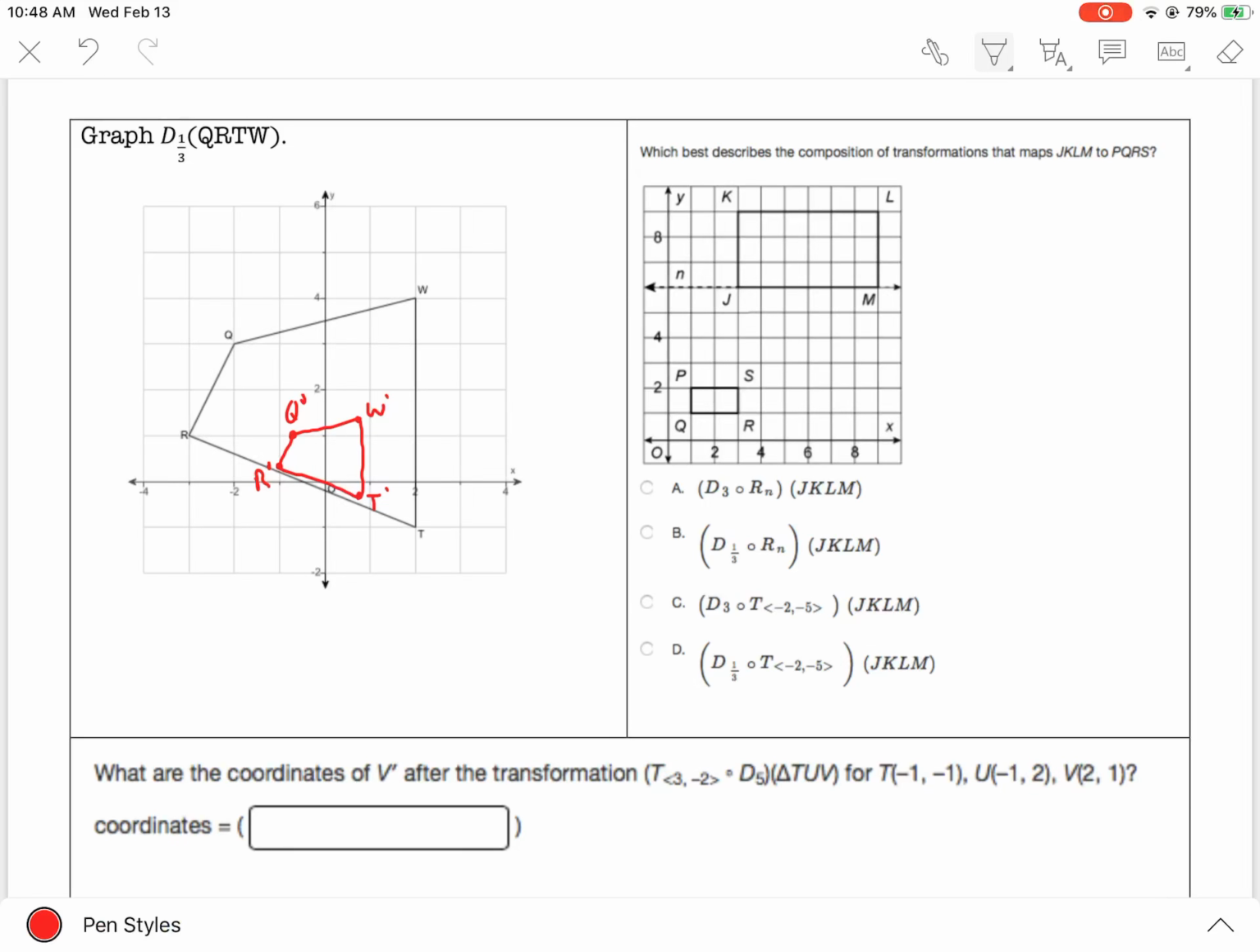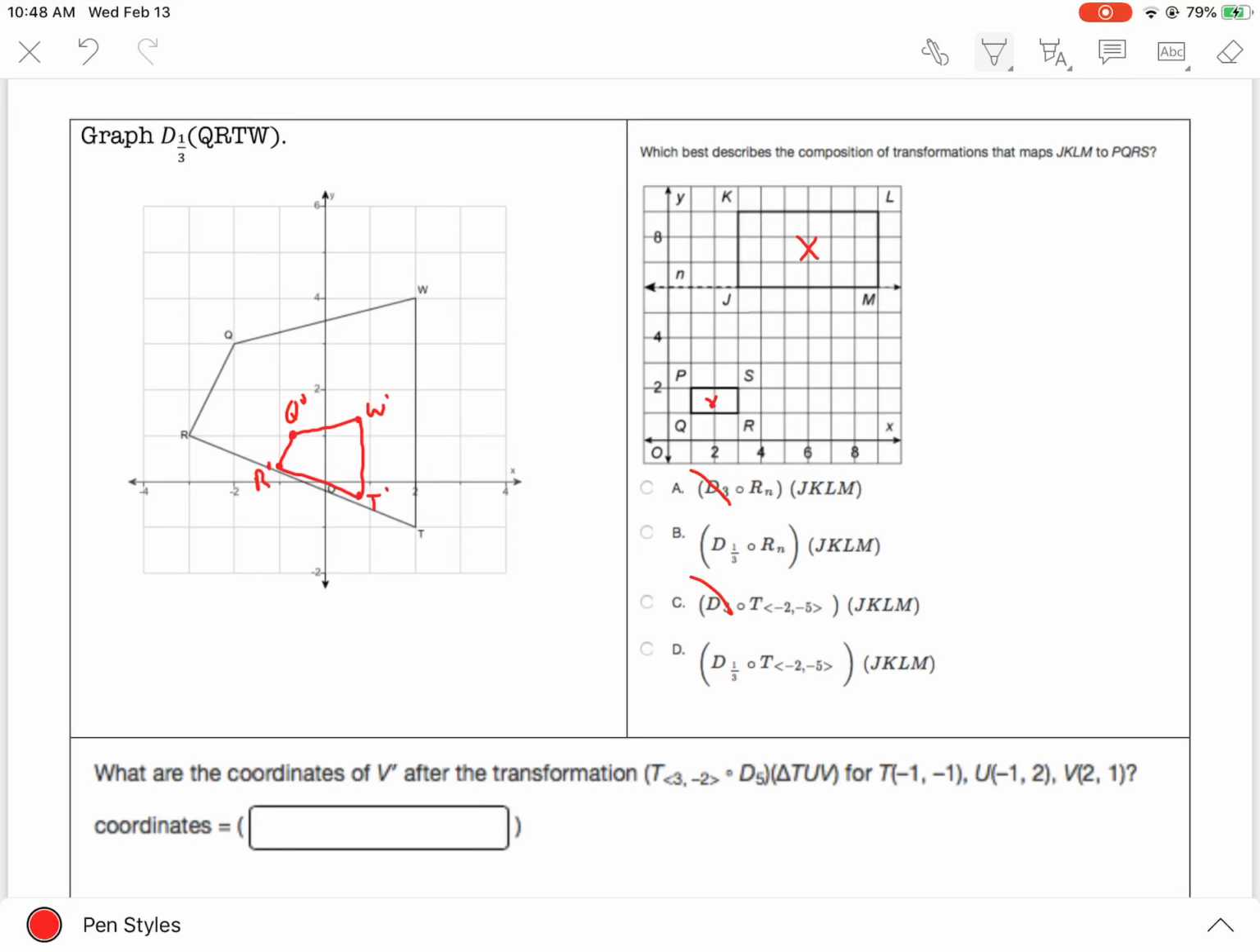It's not going to be exact because you're splitting it up into thirds, but just draw it to the best of your ability. Same thing on the test. What best describes the composition of transformations that maps JKLM? So this one onto this one. We're going from bigger to smaller, so it can't be that, because the dilation has to be a scale factor smaller than 1.